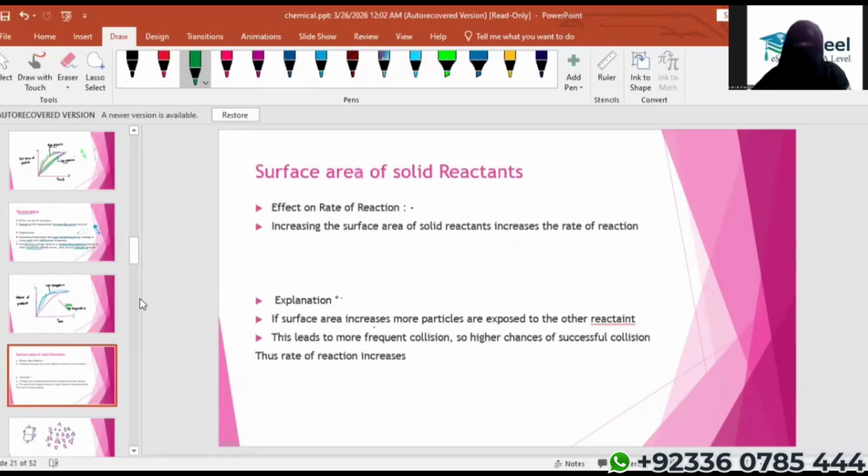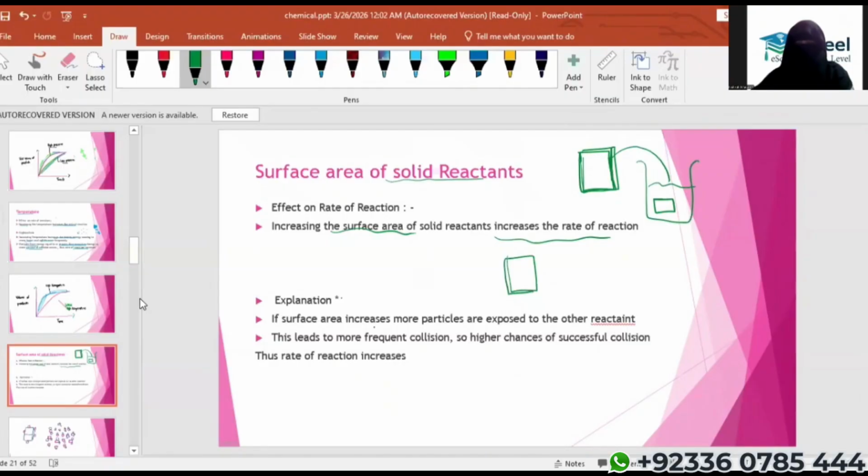Next, we are going to look at the surface area of the solid reactants. For the effect on the rate of reaction of the surface area of a solid reactant, let's say you have a reaction where one of the reactants is a solid and the other reactant is a liquid, and you're going to drop the solid into the liquid. So, increasing the surface area of the solid reactant will increase the rate of reaction. Let's say you have a huge block of solid.